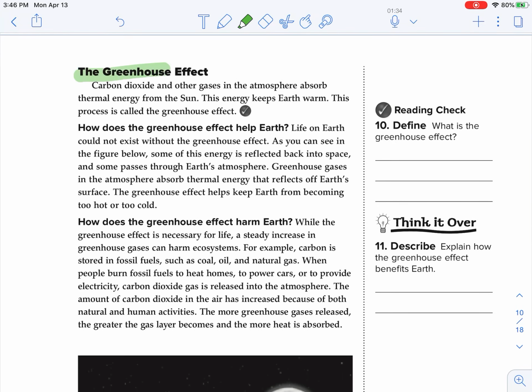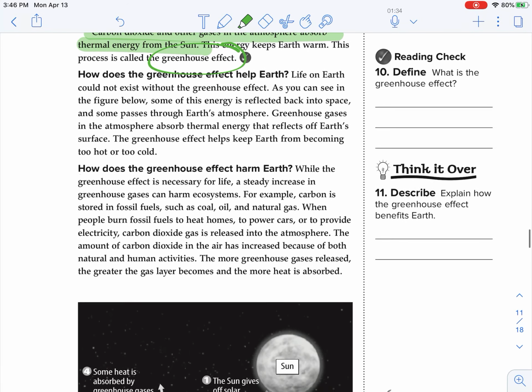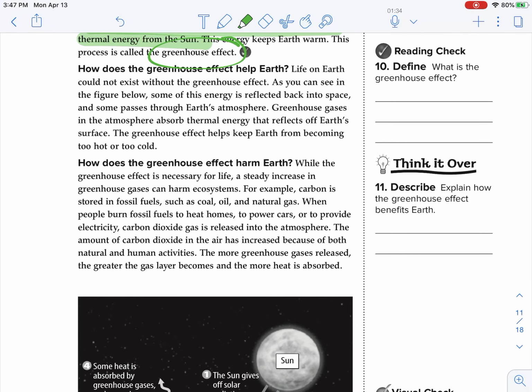The greenhouse effect. Carbon dioxide and other gases in the atmosphere absorb thermal energy from the sun. This keeps Earth warm. This process is called the greenhouse effect. How does a greenhouse effect help Earth? Life on Earth could not exist without the greenhouse effect. Let's go ahead and highlight that. That's important.